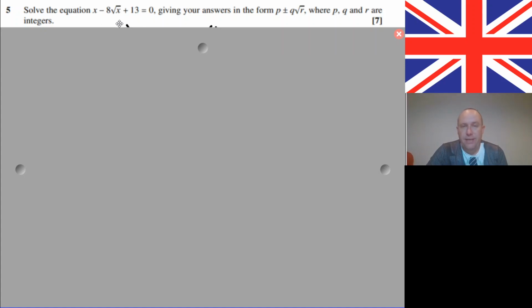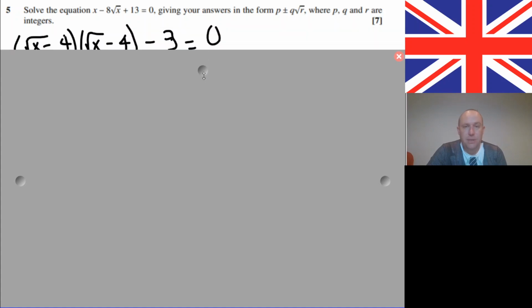Well, you can try and factor this one. You wouldn't put x and x, you'd put square root of x and square root of x, because square root of x times square root of x is x, and then you'd have that middle term here. But try to find two numbers that multiply to make 13 and add together to make -8. That's not going to be an easy task.